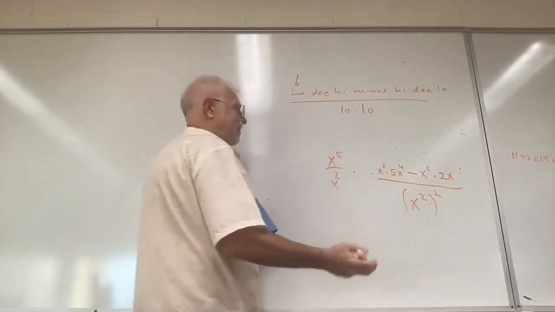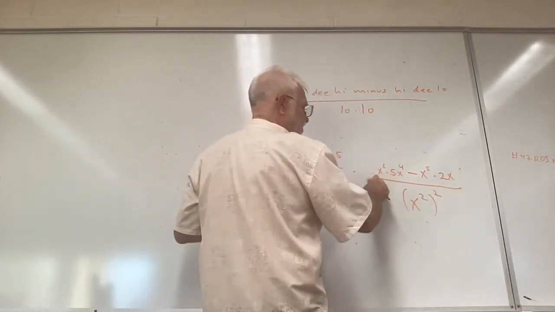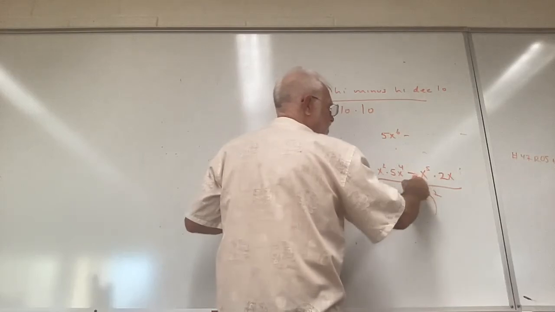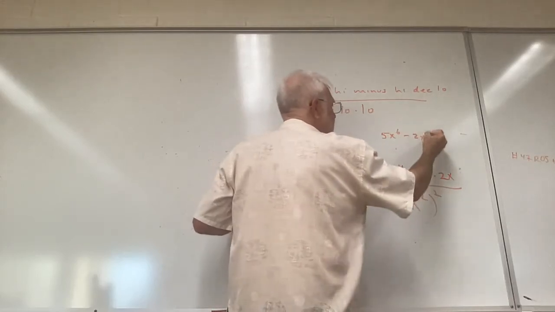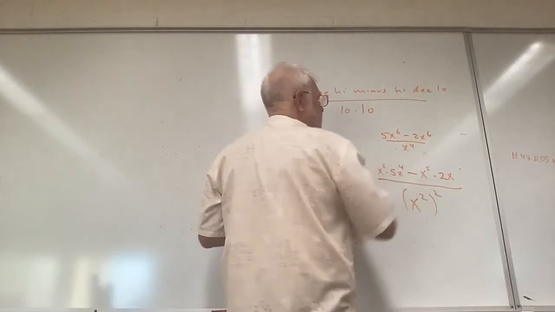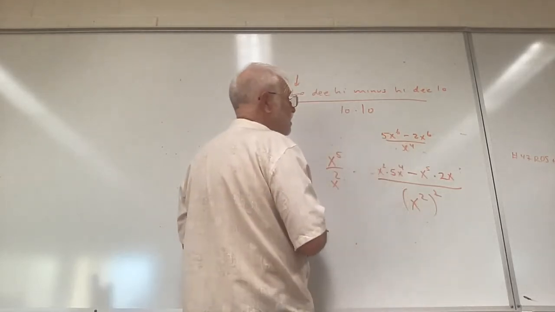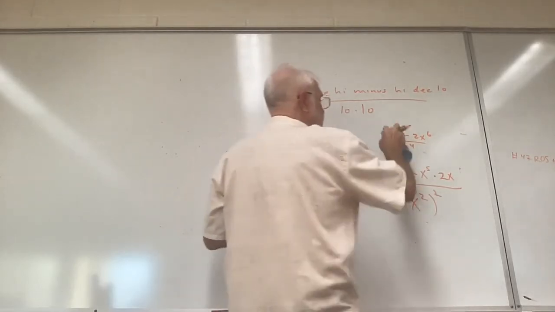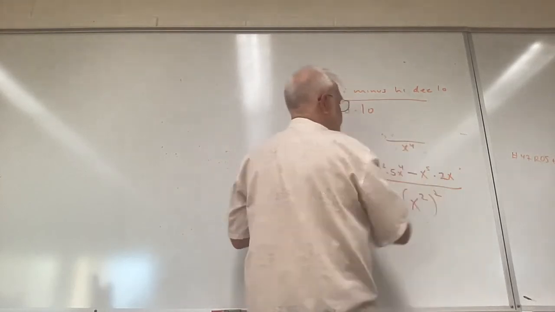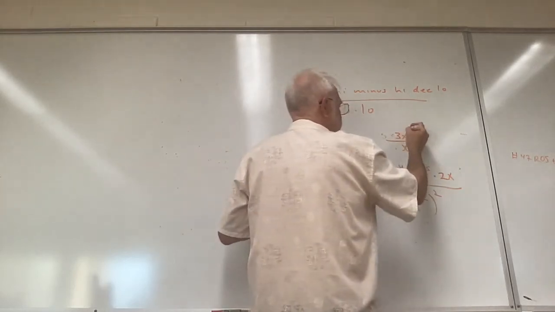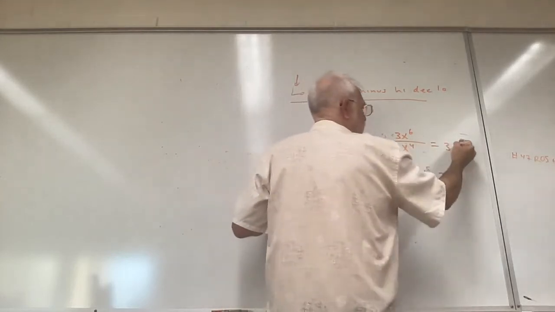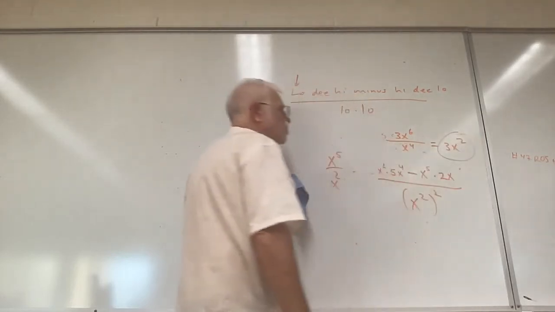Let's do the math. 4 and 2 is 6. 5x to the sixth minus 2x to the sixth divided by x to the fourth. All right, 5x to the sixth minus 2x to the sixth is actually 3x to the sixth. And x to the sixth over x to the fourth, I guess we get 3x squared from the quotient rule.